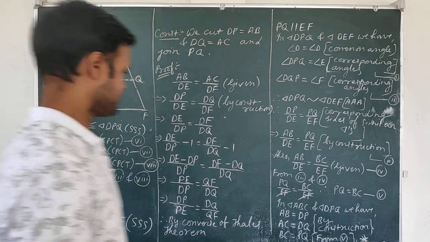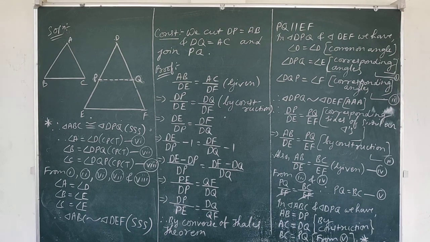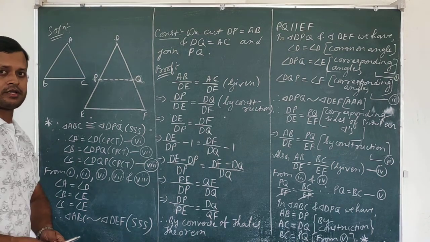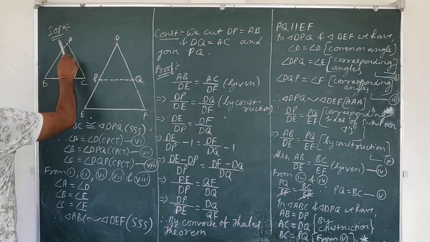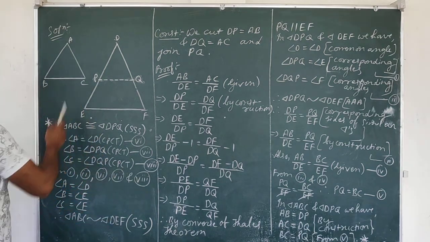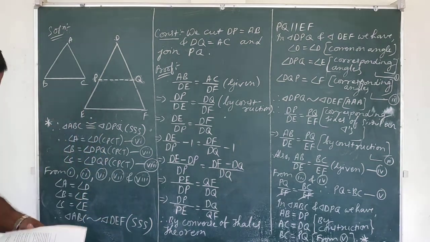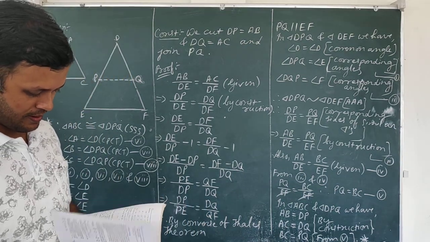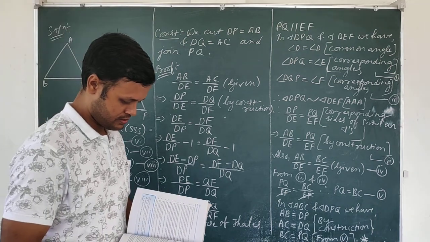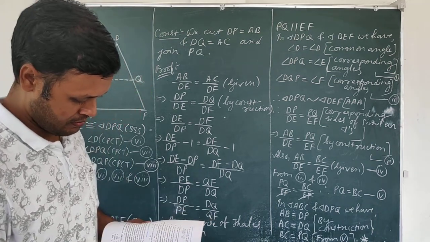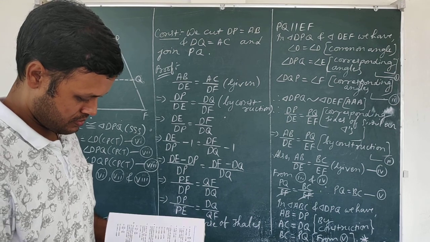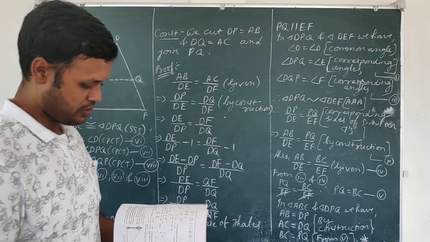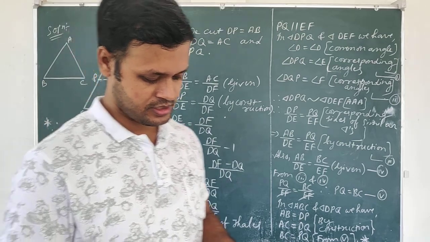Okay, students. So here we are given two triangles. So this is theorem 6.4, isn't it? This is theorem 6.4.